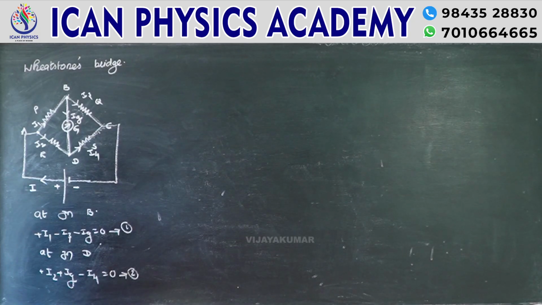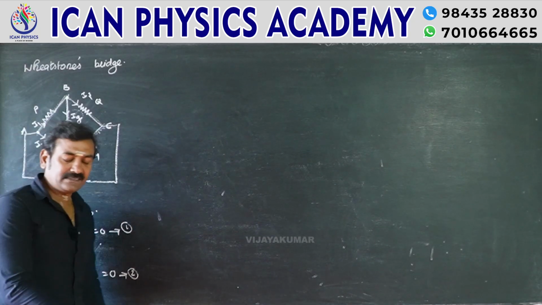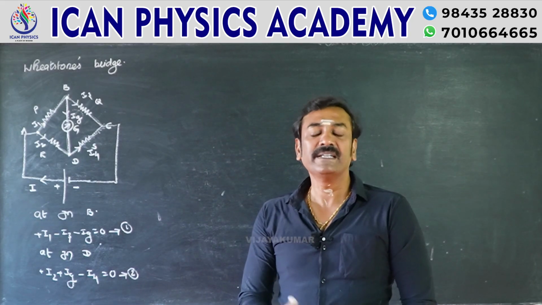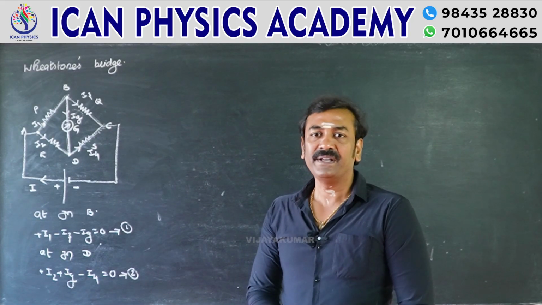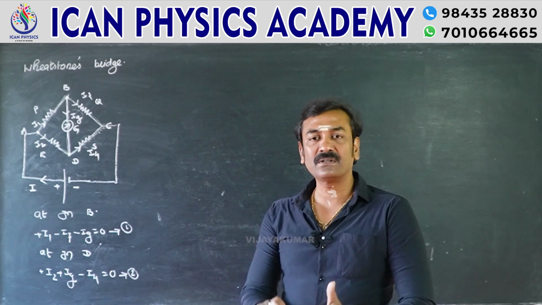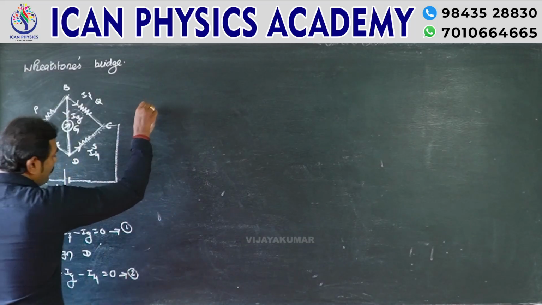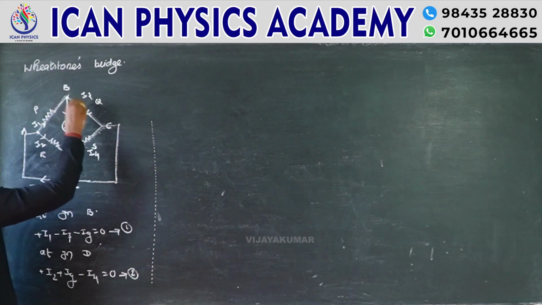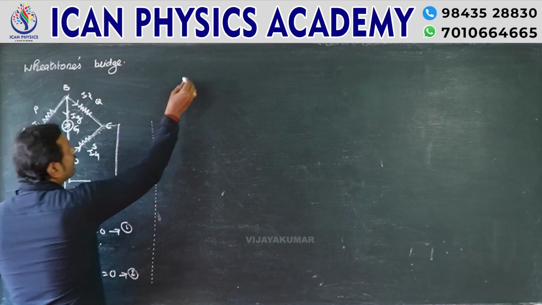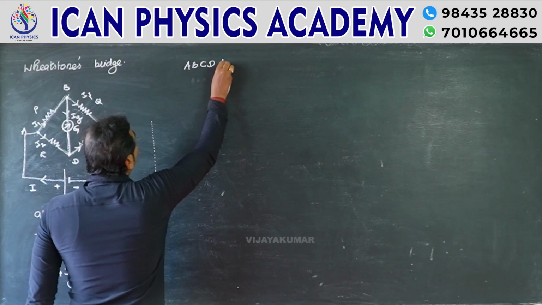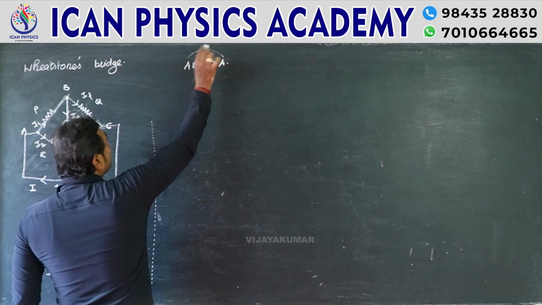Now we are going to take Kirchhoff's second rule. What is Kirchhoff's second rule? The algebraic sum of the product of current and resistance in each part of any closed circuit is equal to the algebraic sum of EMF in that closed circuit. So I want to take a closed circuit. What is a closed circuit? A, B, C, D, A. Starting from A and ending at A.